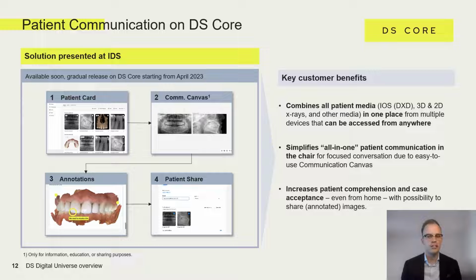First of all, you would access your comprehensive patient media library in the patient card on DS Core. You would go ahead and select the appropriate media to display them on a digital canvas where you can arrange the media and also cross-reference to communicate with the patient. You then would add annotations to the media on the canvas and you would be able to share the media directly with the patient in a so-called patient share.